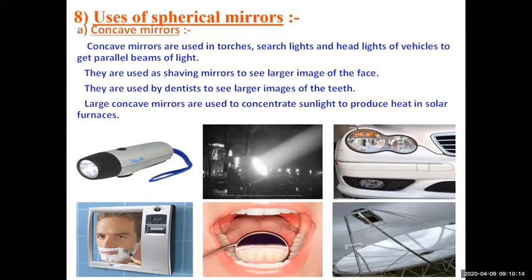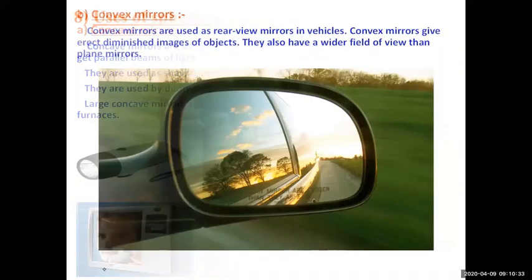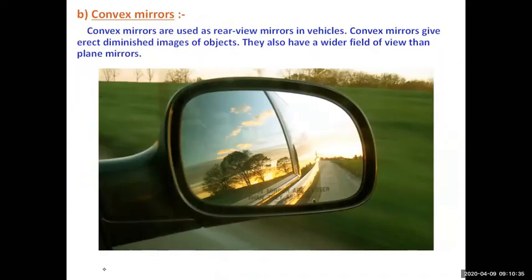So, see once again, in torches, searchlights, headlights, shaving mirrors, dentists, the glass they are using, okay, to have the large image of the teeth, and then the concentration of heat by solar furnaces. Okay, these are the uses. In convex mirrors, you can see this kind of use.